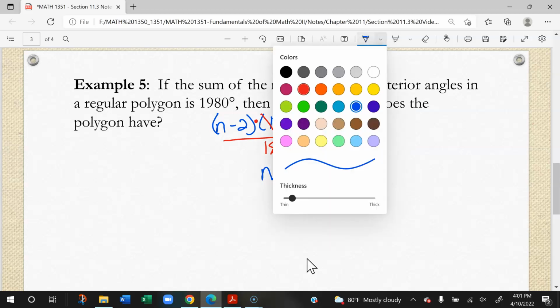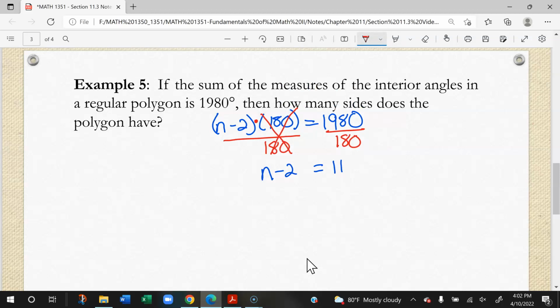Then I need to solve for n, so I need to get rid of this 2, so I'm going to add 2 to both sides. This means that n is equal to 13. So my regular polygon is going to have 13 sides if the interior angles add up to 1,980.